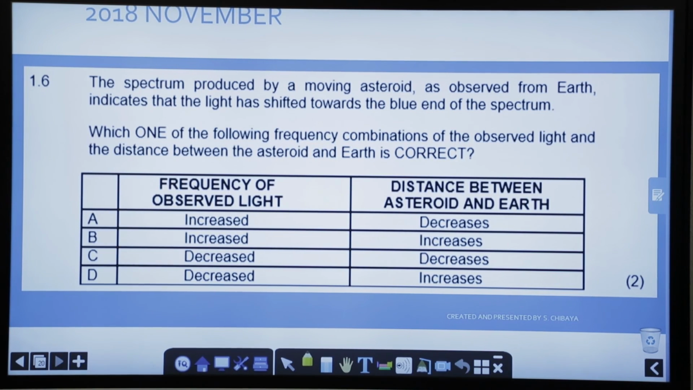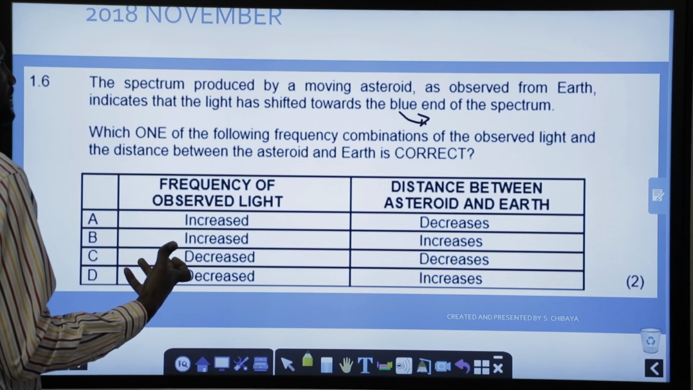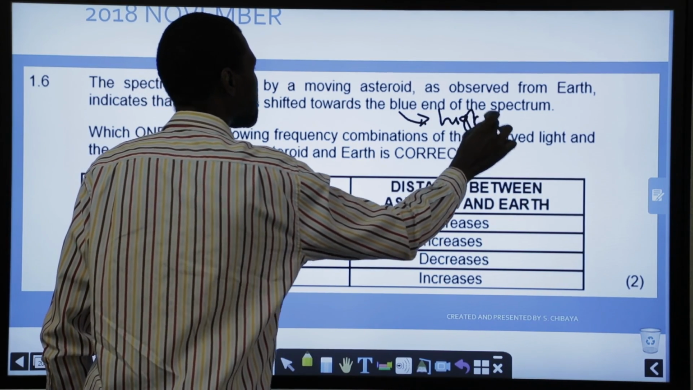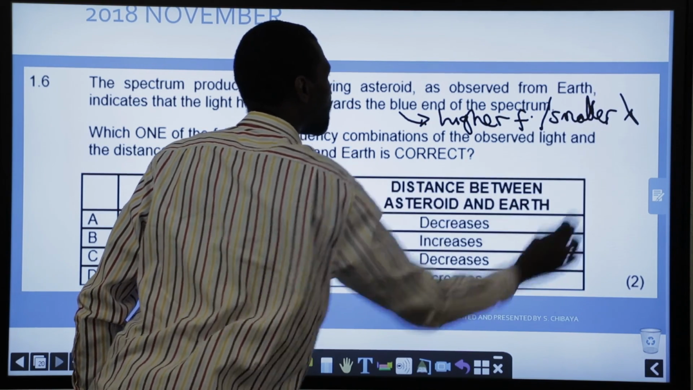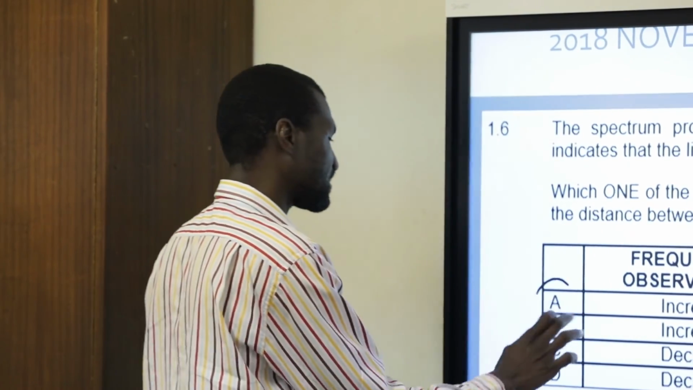Then the spectrum produced by a moving asteroid as observed from the Earth indicates that the light has shifted towards the blue end. Blue end shows us it's got a smaller wavelength and a higher frequency. Which one of the following combinations of the frequency of the observed light and the distance between the asteroid and the Earth is correct? Look at the answer. Frequency of observed light is going to be increased, and the distance between the Earth and it is going to be decreased. So your answer here is A again.